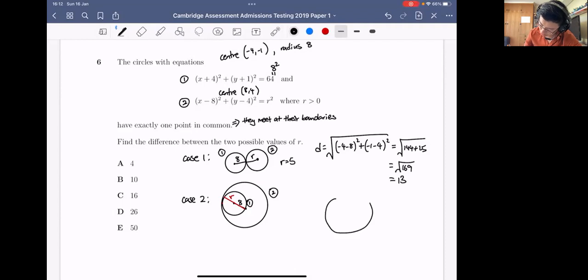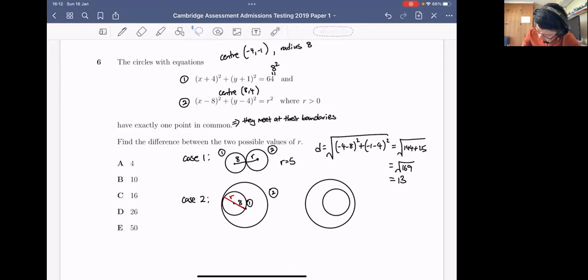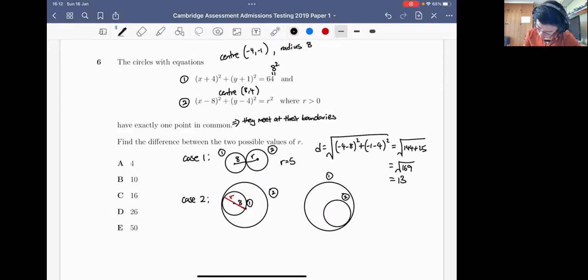What if I have the second circle inside the first one? So if this is 2 and this is 1. Let's say this is the center.